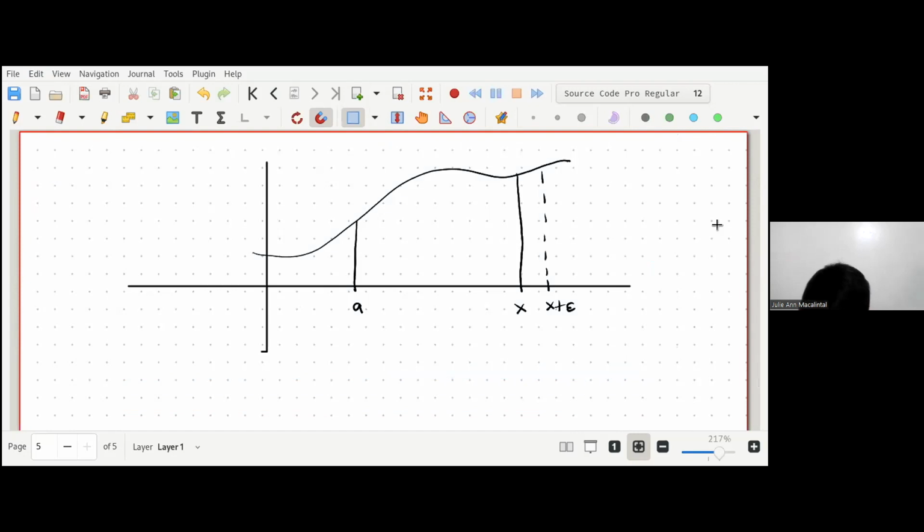Wait, sorry, mali yung iniisip ko. Change in x siya eh. I think convention, nakasanayan lang, epsilon for small quantity.